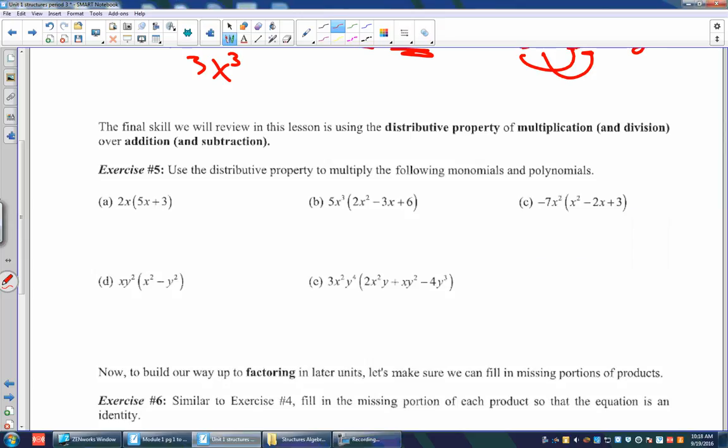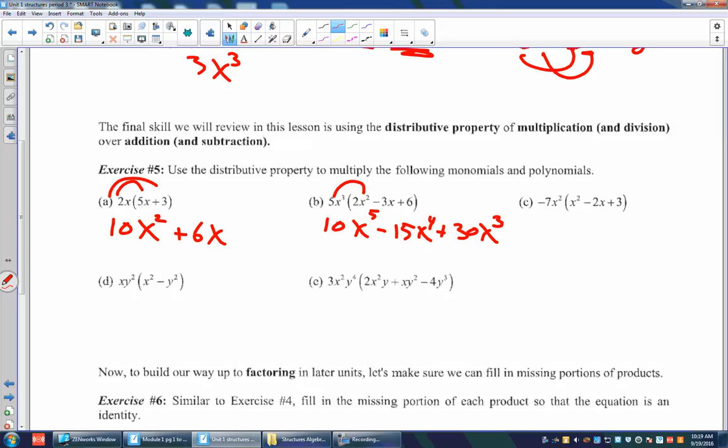So the directions tell us to distribute. There are lots of ways to distribute. I'm going to show you the rainbow method right here. That's 10x squared plus 6x. Here, 5x cubed times 2x squared is 10x to the fifth, because remember, we multiply the coefficients and we add the exponents, and then minus 15x to the fourth plus 30x cubed.